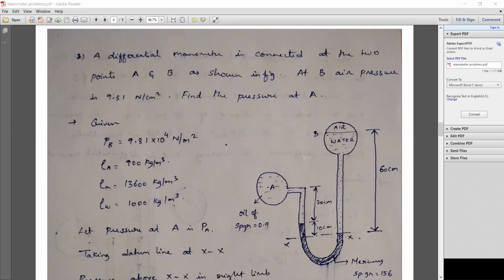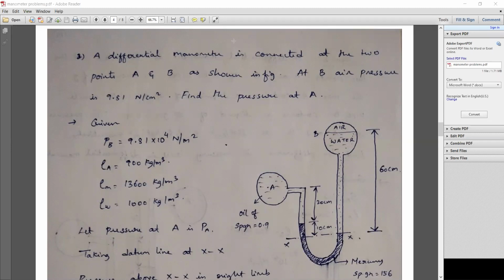Draw the diagram also, please, because in the diagram only I have given the things which we want to know. Specific gravity is given, heights are given, and mercury also is said, but we already know mercury specific gravity is 13.6. Right, after that, please write the given data.